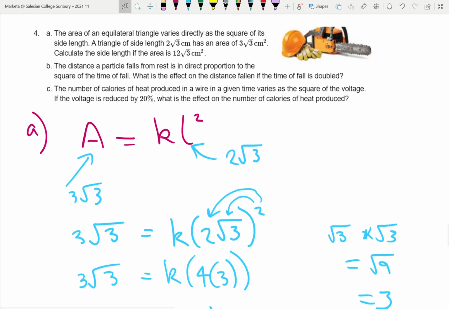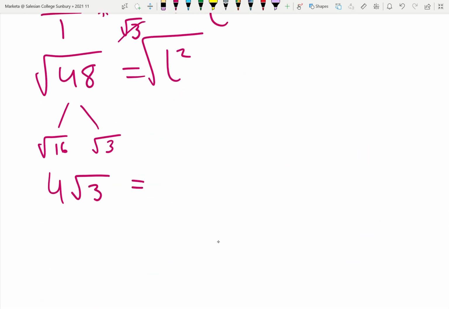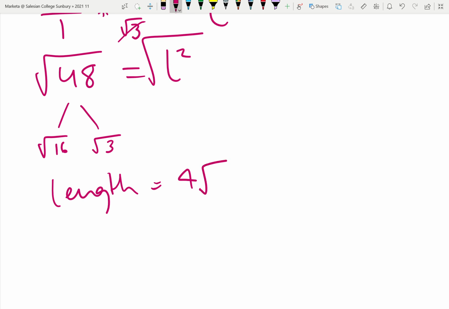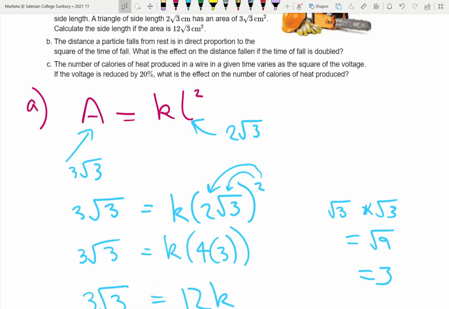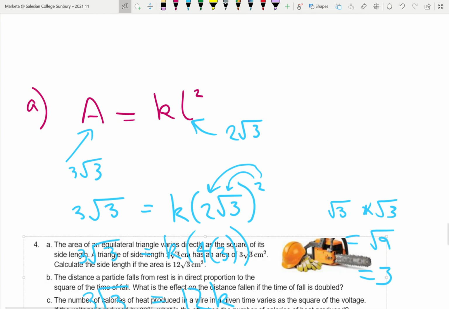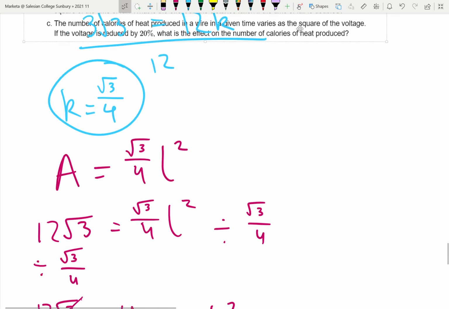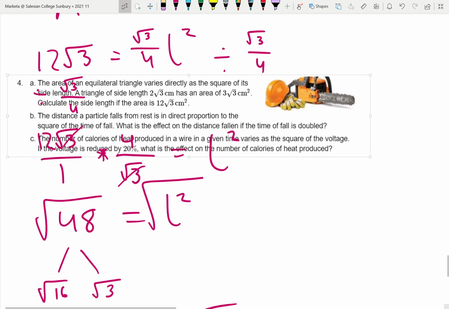Yes. Now they're not asking us for decimals, so don't do decimals. I'm just going to write that again. Length equals 4√3 centimeters. Okay, so that's the first one. I haven't really left enough room there. I'm just going to cut this out and bring it down. And we'll do the second one.